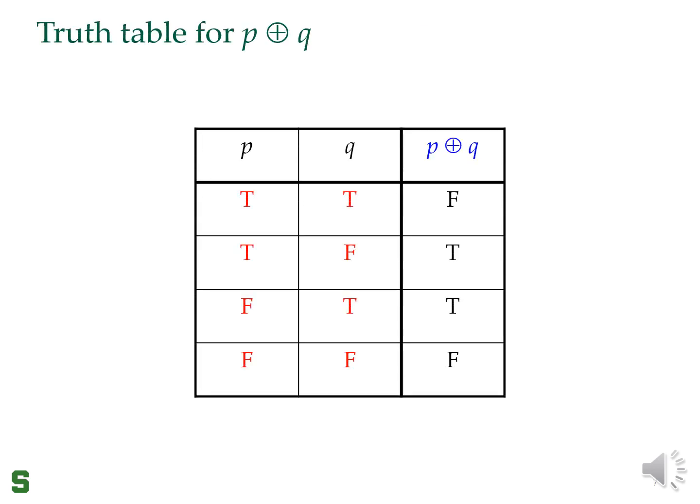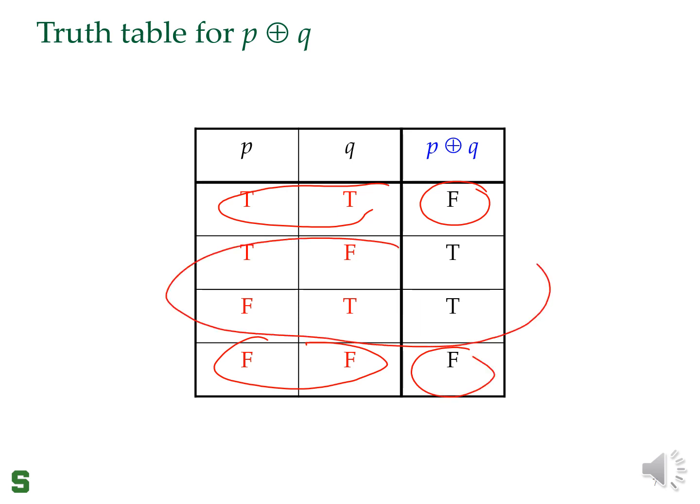So let's look at the truth table. If both P and Q are true, then P XOR Q is false. If both are false, it is false. If exactly one of them is true, then P XOR Q is true. Once again, I will mark this slide to be important because this is something that would be important as we go along.